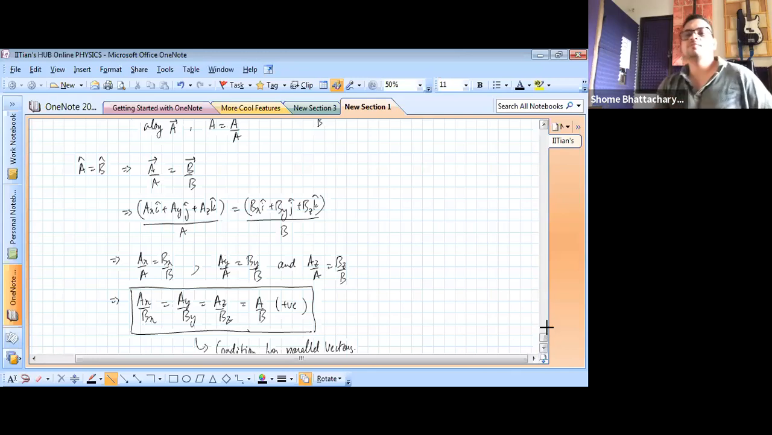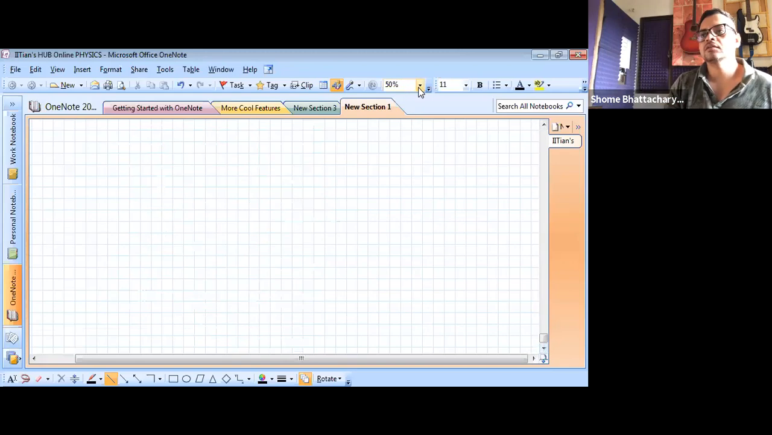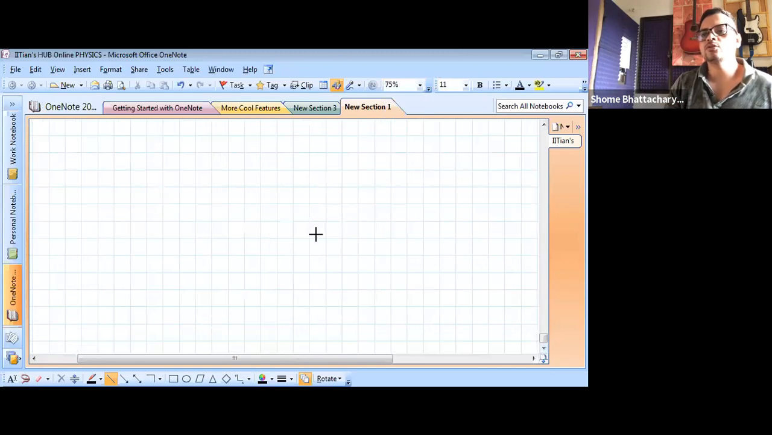Okay, so that is the condition for parallel vectors, that the ratio of x components should be equal to the ratio of y components, should be the ratio of z components, which should be a positive quantity. Okay. Now similarly, if they are anti-parallel, it's not too different actually.